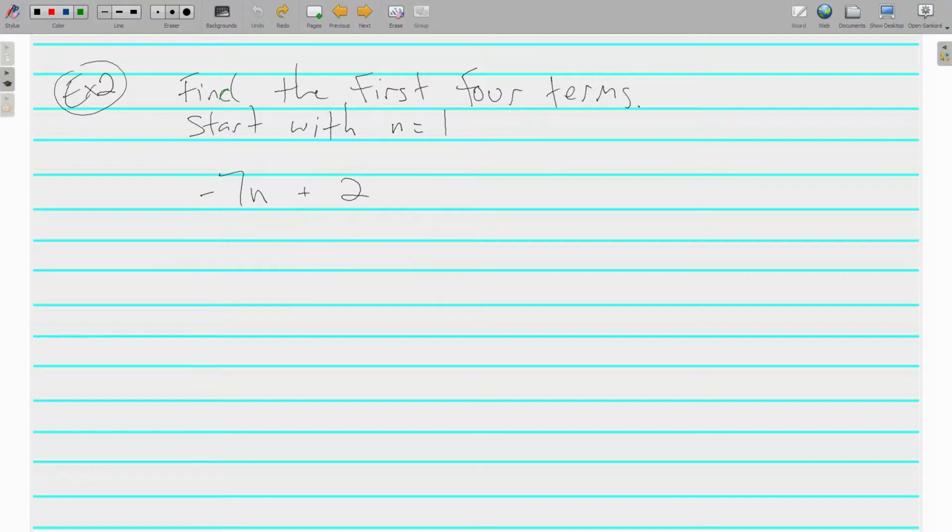Find the first 4 terms. Start with n is equal to 1. We're looking for the first term in the sequence. If I sub that in, I'd have negative 7 times 1 plus 2. That would be negative 7 plus 2 is negative 5. And when n is 2, I'd have negative 14 plus 2 is negative 12.